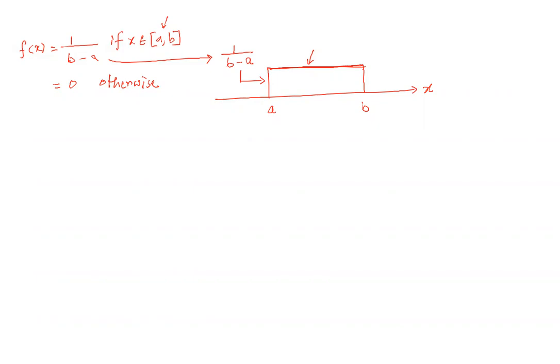Now, if you pick any point x in between a and b, you have a probability defined for that point. However, anything outside of the closed interval a, b, like something here, the probability is 0, or something here, the probability is 0. And this definition of probability density function is called uniform distribution. Uniform, as the name implies, is the same everywhere.